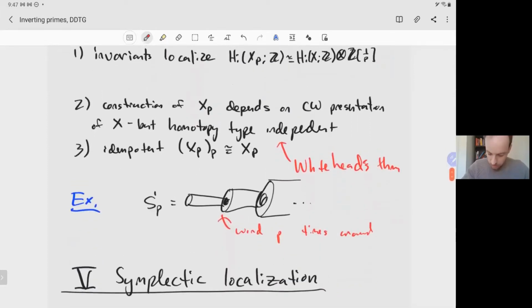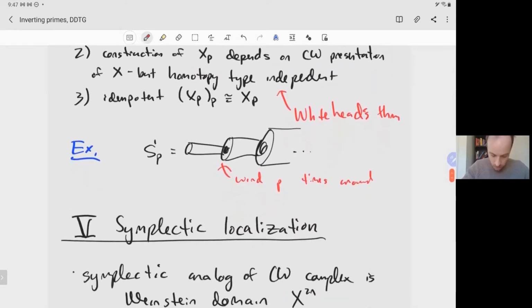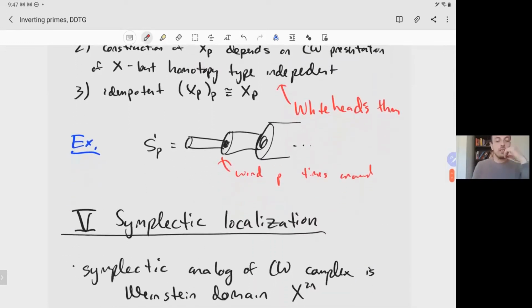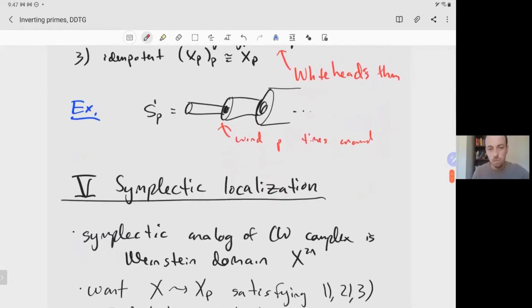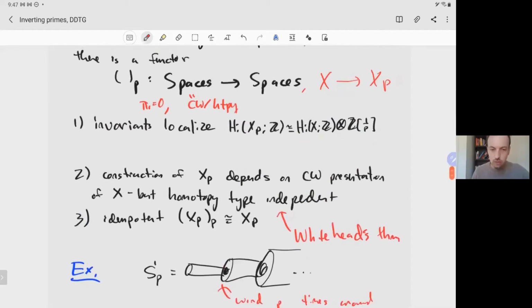Now let me begin by talking about symplectic localization. Well, first, let me point out that the symplectic analog of a CW complex is a Weinstein domain, because a Weinstein domain comes with a handle body decomposition, just like a CW complex does. Right, something special will happen in degree 0, maybe. Like you say, the invariants localize, but I guess, oh, sorry. Oh, yeah, except degree 0.